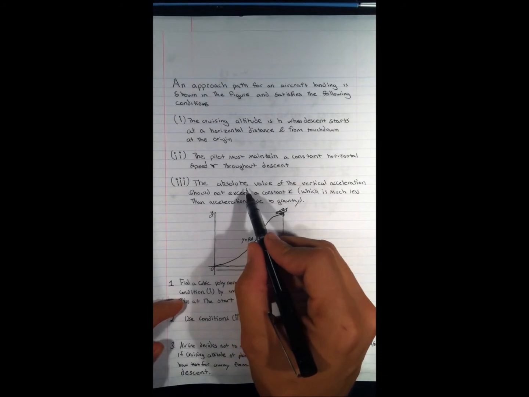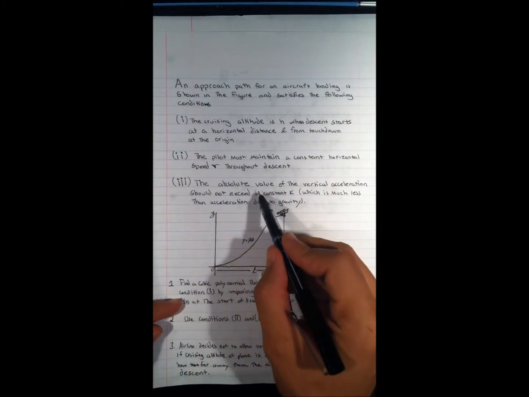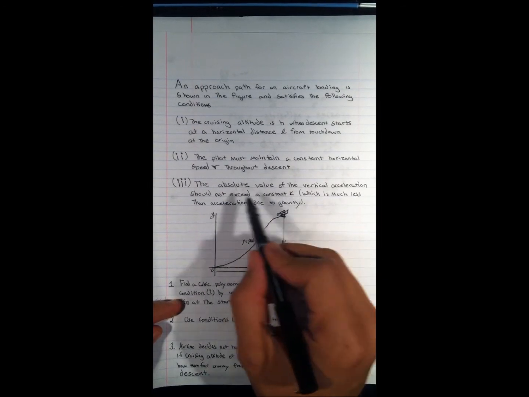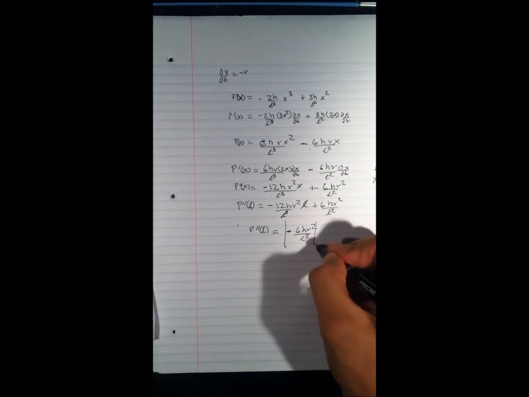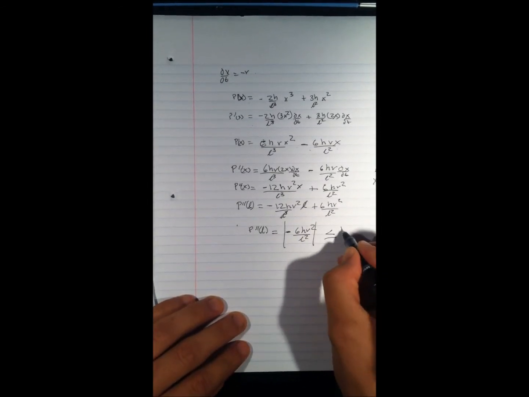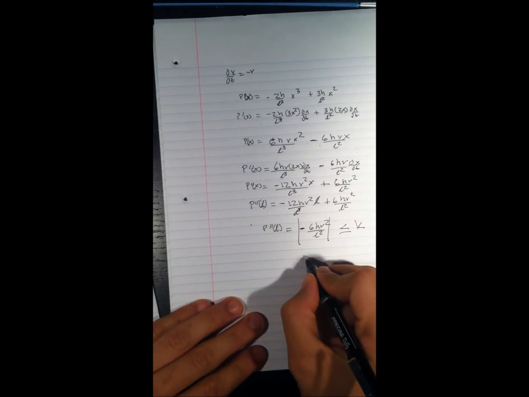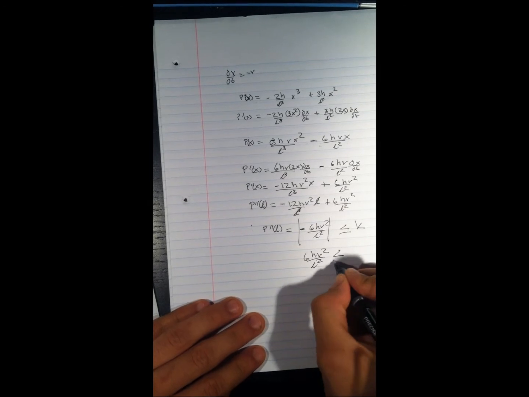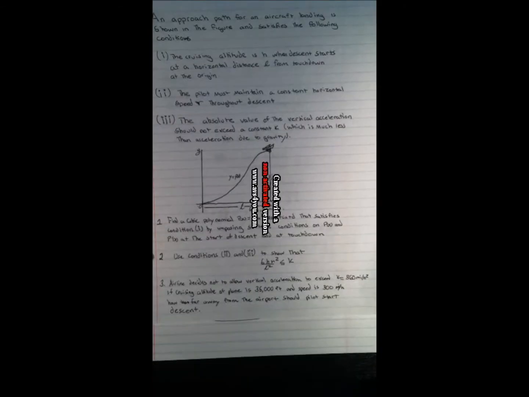One of our conditions is that the absolute value of the vertical acceleration should not exceed constant k. So the absolute value of this is going to be less than or equal to k. So 6hv squared over L squared is less than or equal to k.